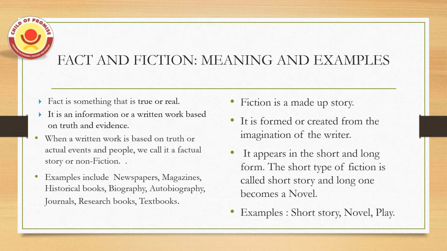When a written work is based on truth or actual events and people, we call it a factual story or non-fiction. Examples include newspapers, magazines, historical books, biography, autobiography, journals, research books, and of course your textbooks. So you notice from these examples, these are writings that deal with truth. Newspapers are not made up stories. They are stories or writings based on evidence.